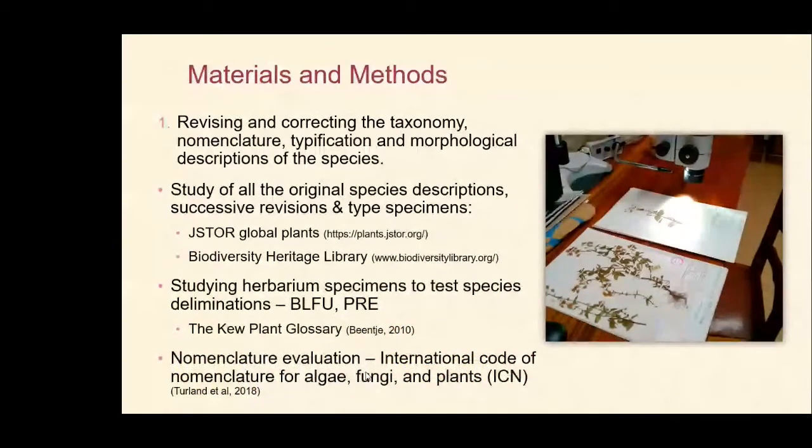So for the taxonomic revision, we studied all the original species descriptions, the successive revisions and type specimens with the help of online sources like JSTOR and the Biodiversity Heritage Library. We also studied herbarium specimens to test the species delimitations, using specimens from the Geo Potts and the National Herbarium. The Kew plant glossary was also used to find the correct terms to describe the specimens. And a nomenclatural evaluation was also conducted following the rules of the ICN. Next slide, please.